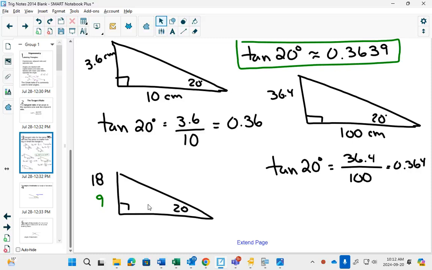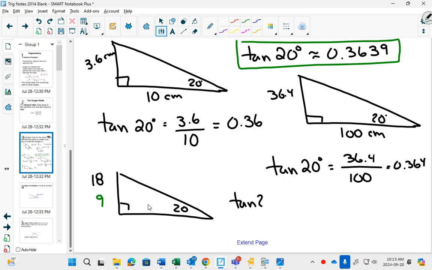If it was a 20-degree angle, it was 90, and you knew the opposite side was 18, what possibly could be the adjacent side to the nearest whole number? And if it was 9, what could possibly be the adjacent side to the nearest whole number? You can guess and check if you want with your calculator. If you were guessing and checking with your calculator, this is what you would know.